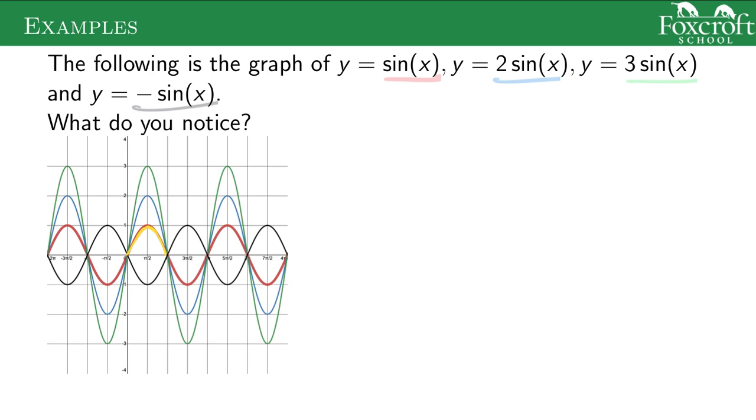Then I make it a 2. Now the wave is suddenly taller. Make it a 3, and the wave is taller. So it's changing how tall the waves are. What does the negative sign do? The negative sign just flips it and makes the waves go the opposite direction. So this is what ends up happening when I change this value at the front. It just changes how the waves look.